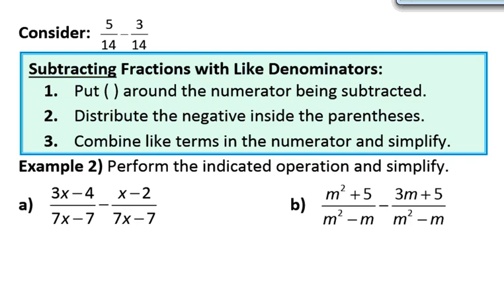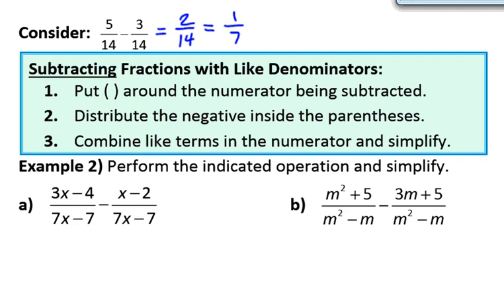Okay, so the first example was adding fractions with like denominators. Now we're going to subtract fractions with like denominators. It's really the same thing. So at the beginning, we have 5 over 14 minus 3 over 14. As long as we have a common denominator, when we subtract, we simply subtract the numerators. So 5 minus 3 is 2 over 14, and then we reduce.